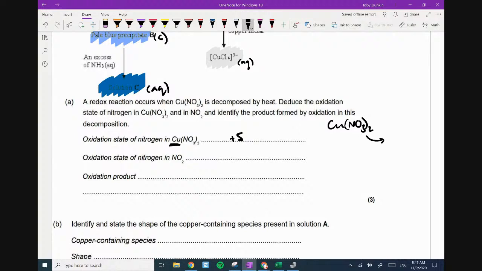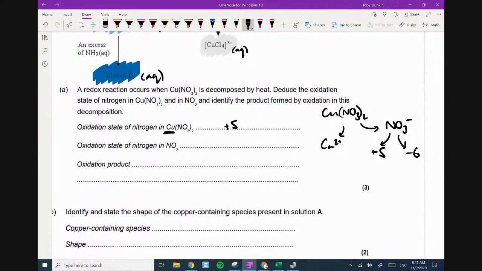I would have deconstructed it over here to give me the nitrate ion and copper 2+. And then I would have deconstructed that one there. Yeah, -6, therefore +5 to get it to -1. And then it says give the oxidation of nitrogen in NO2. Well, that's a nice and easy one. Again, working out over here, deconstruct O2- times 2 gives me -4. Well, there's only one nitrogen in it and there's no overall charge. So that must be bringing +4. So +4 for the nitrogen there.